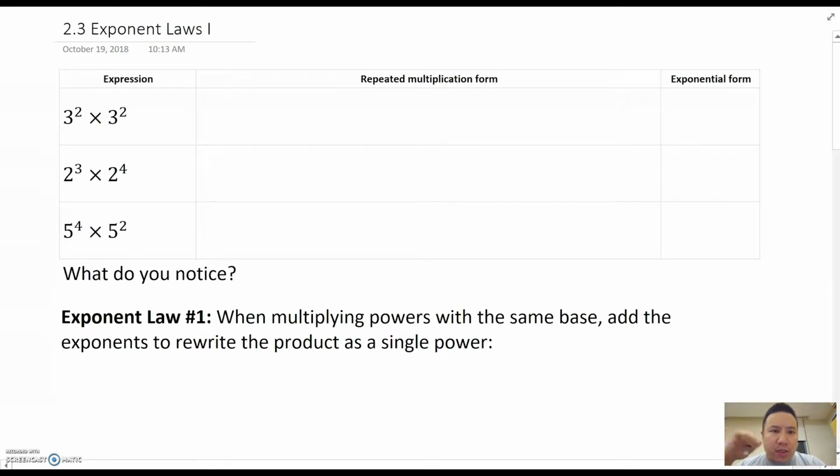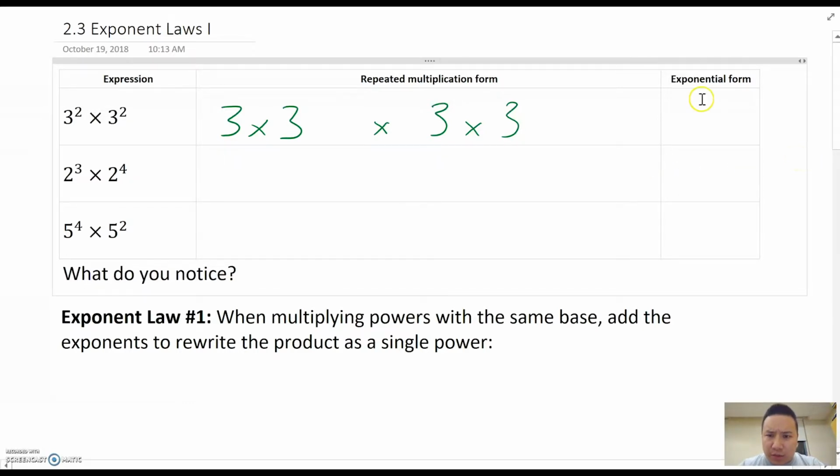All right, so let's take a look here. We have 3 to the power of 2 times 3 to the power of 2. We're going to write this out in repeated multiplication form just to see how this works out. So we know that 3 to the power of 2 just means 3 times itself, and we want to multiply this by 3 to the power of 2, which is also 3 times itself. Now if you take a step back and look at this, this is just 3 times 3 times 3 times 3. So another way that we can write this is simply 3 to the power of 4.